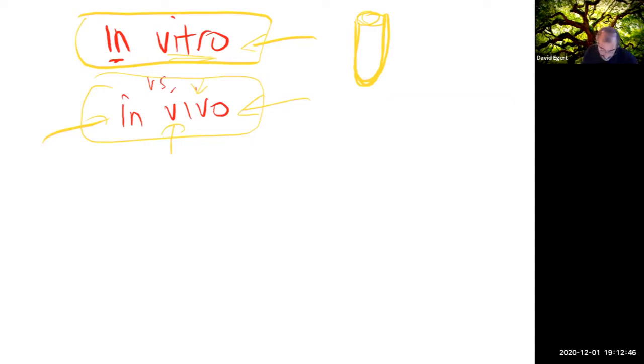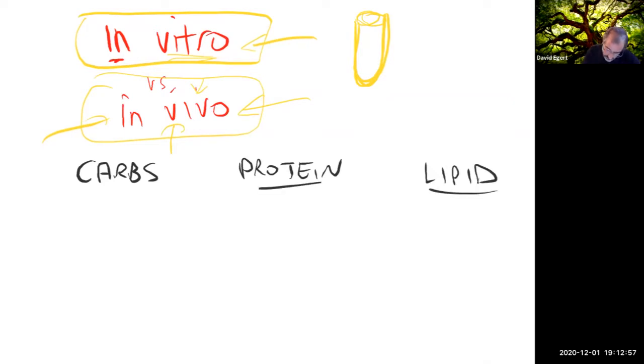We're going to be looking at the breakdown of carbohydrates, proteins, and lipids. In each case, we're going to have enzymes that can do the breakdown. For carbs, we have salivary amylase. That's the amylase in your saliva. Normally, we'd have someone in your group spitting into a little tube, but in this case, Becky did.